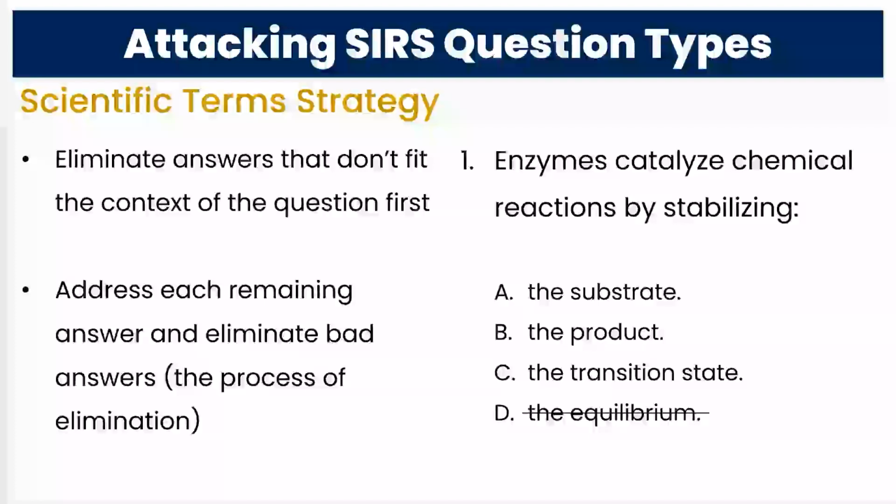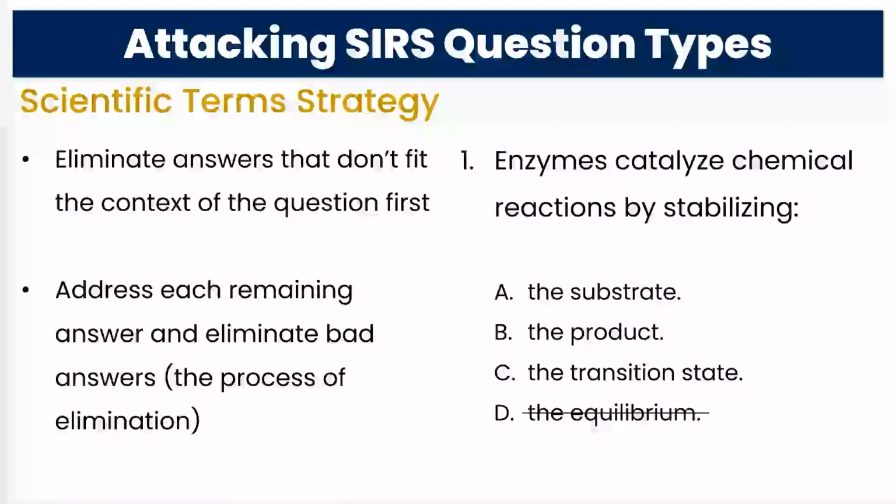Now, I will say that sometimes the oddball term is the correct answer, in a sense, because none of the others work. That's why I like to think of the Sesame Street answer as being the one that's either really, really right or really, really wrong. In this case, I'm looking at the equilibrium, that's really, really wrong for this question, so get rid of it. Then just address each and every remaining answer choice and eliminate bad answers.